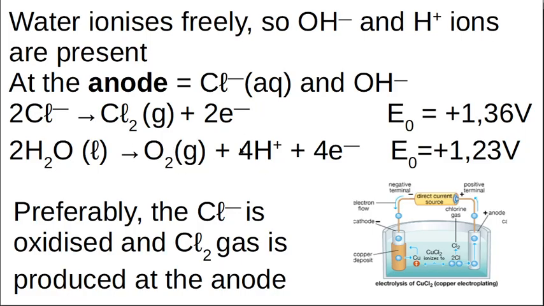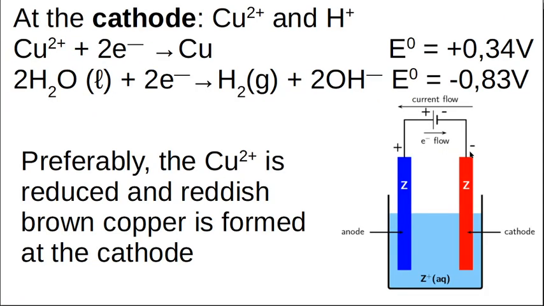See, here are the values. Look at what's happening at the anode: chloride ions and water. This one has a plus 1,36. This has a plus 1,23. So this reaction occurs more readily because it has a more positive value. So at the anode, the chlorine is going to come off because 1,36 is bigger than 1,23, and we get the chlorine off at the anode.